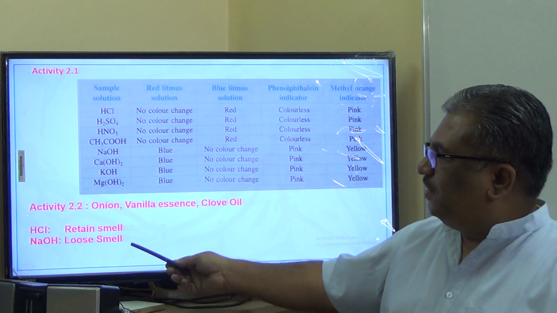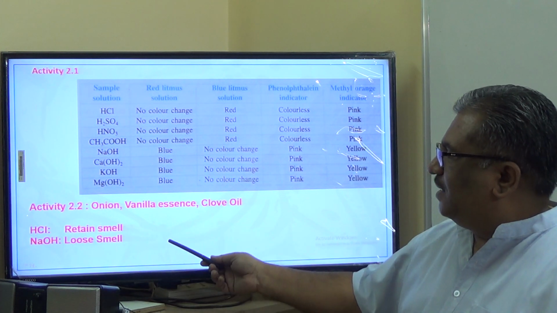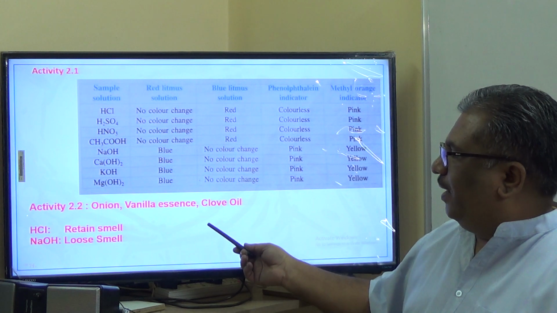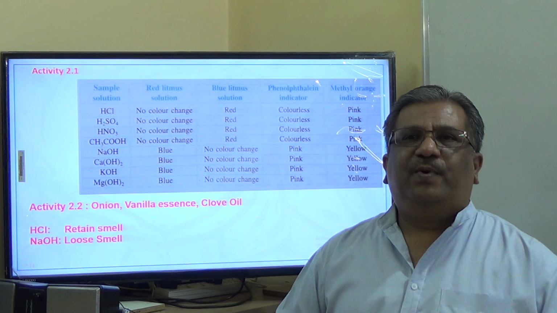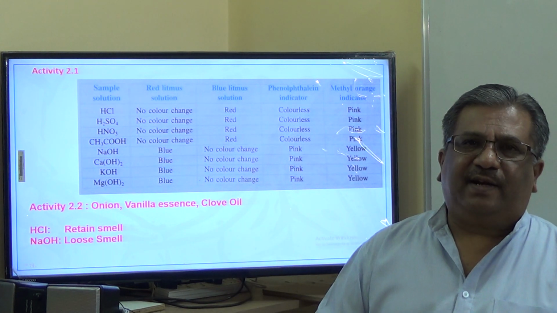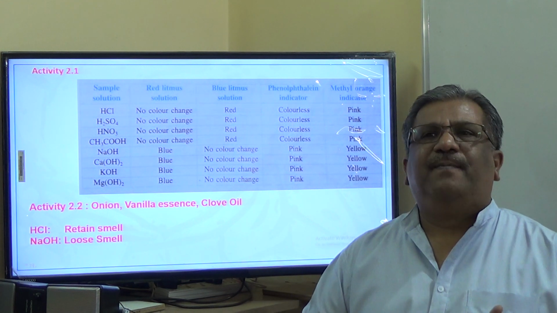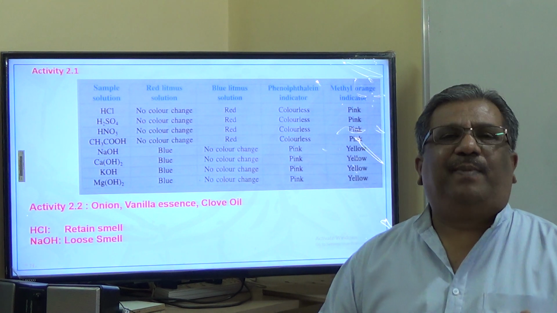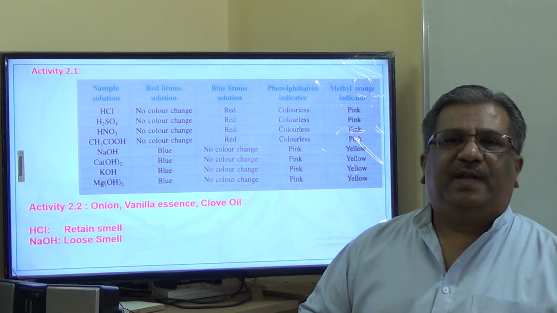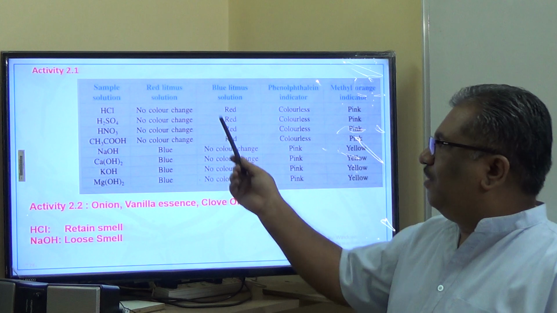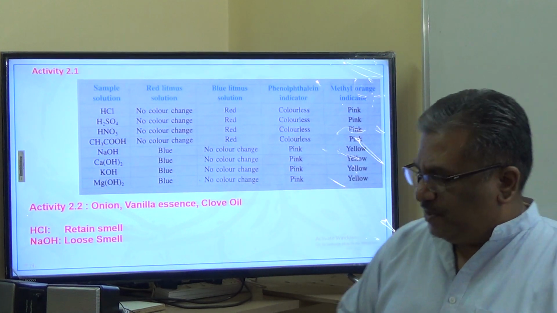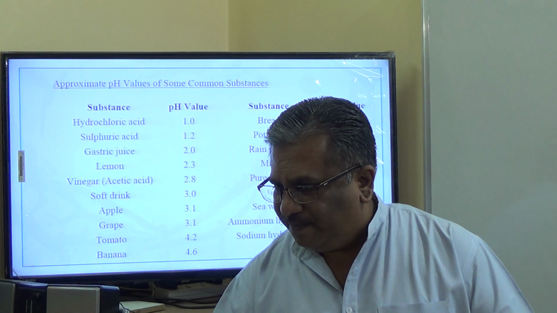So the important thing is onion, vanilla essence, and clove oil. All these things, which are basically olfactory indicators, retain their smell in acidic presence, whereas in basic presence, they lose their smell. All these are very important. Let me check one more activity I think I have discussed here.